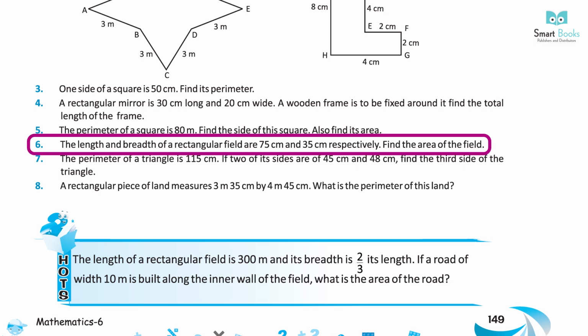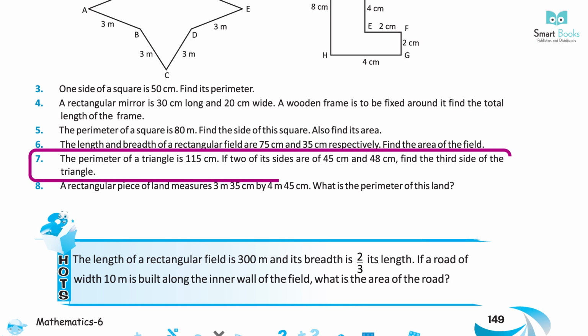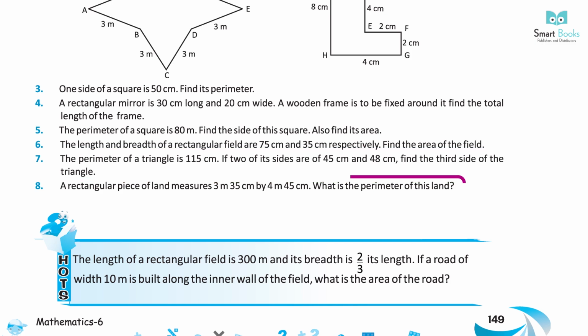Question 6. The length and breadth of a rectangular field are 75 cm and 35 cm respectively. Find the area of the field. Solution: 2625 cm square. Question 7. The perimeter of a triangle is 115 cm. If two of its sides are 45 cm and 48 cm, find the third side of the triangle. Solution: 22 cm.